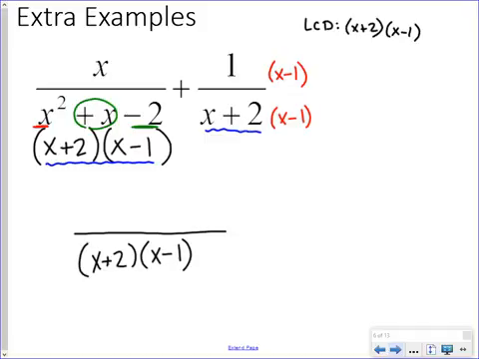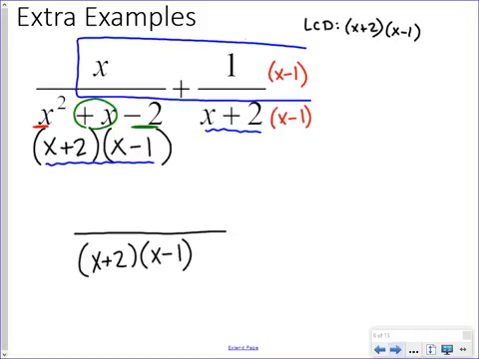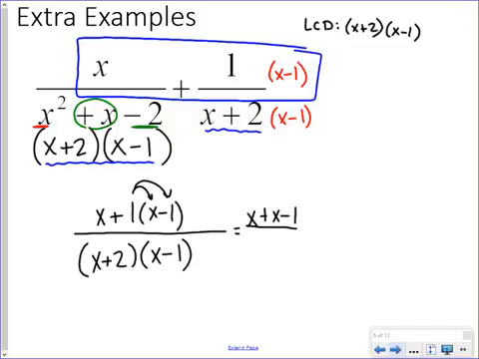Then all the rest of your math work for this problem happens up in the numerator. We want to do x plus 1 times x minus 1. So x plus 1 times x minus 1. I will go ahead and distribute this positive 1, which leaves me with x plus x minus 1 all over x plus 2 times x minus 1. And then combine my like terms, 1x plus 1x will give me 2x minus 1 over x plus 2, x minus 1.